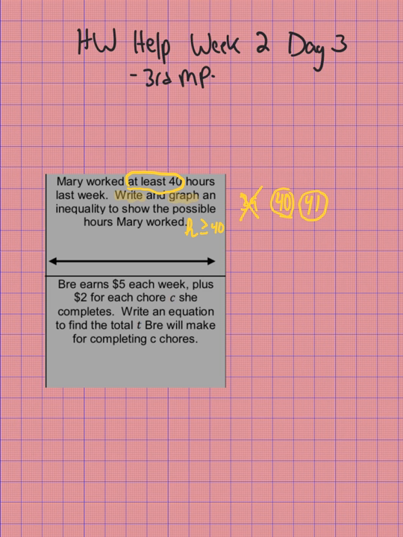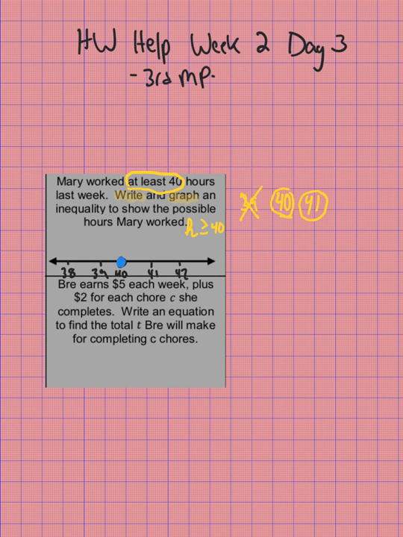Now we have to graph it. So I'm going to put 40 in the middle. I'll do a couple more, couple less. Now, since it's greater than or equal to, that means it's going to be a closed-in circle because it includes the 40. And then, let me use blue so it shows up a little better.